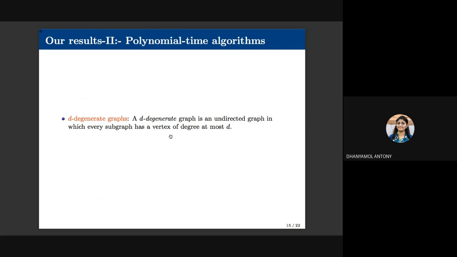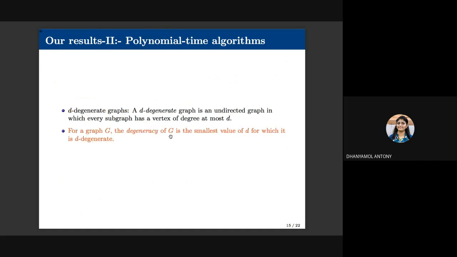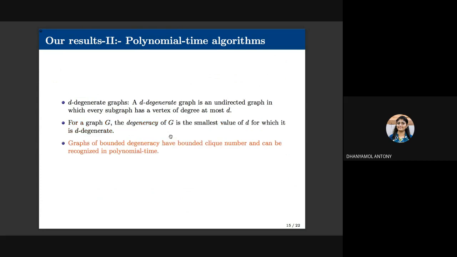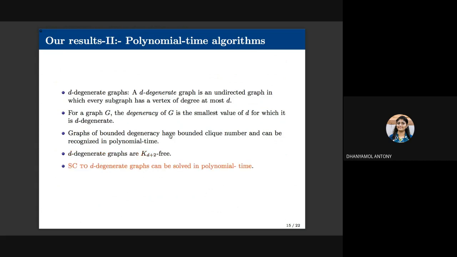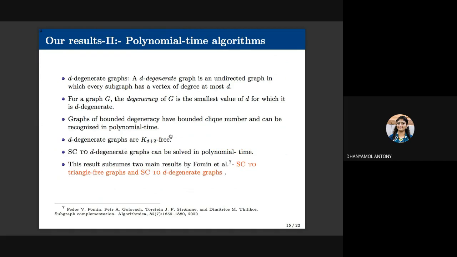Now consider a D-degenerate graph. A D-degenerate graph is an undirected graph in which every subgraph has a vertex of degree at most D. For a graph G, the degeneracy of G is the smallest value of D for which it is D-degenerate. And we know that graphs of bounded degeneracy have bounded clique number and can be recognized in polynomial time. So D-degenerate graphs are K_{D+2}-free graphs. Thus, the result for SC2 K_T-free graphs implies that SC2 on D-degenerate graphs can be solved in polynomial time. Thus, this result subsumes two main results by Fomin and his co-authors in this paper. That is, SC2 on triangle-free graphs and SC2 on D-degenerate graphs are solvable in polynomial time.